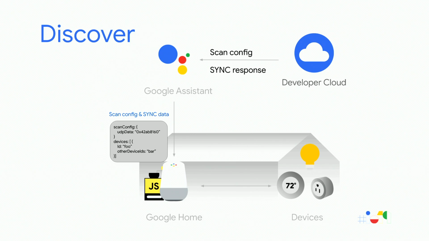Once the discovery information is added via actions on Google Console, and you've added this hint to the sync response, Google Assistant will send this information to all Google Home devices that a user is linked to. If the local home platform can match a locally discovered device to a device in the list from your cloud, we've established a local path.